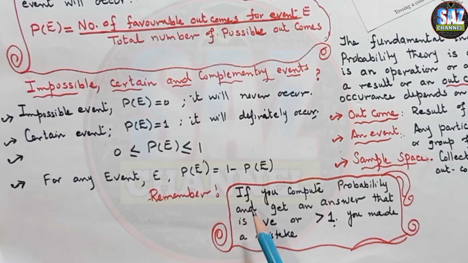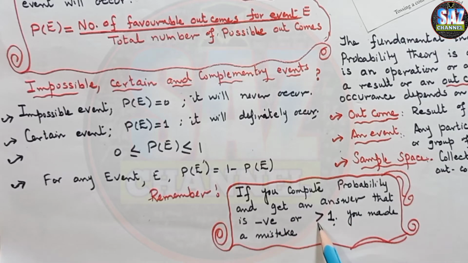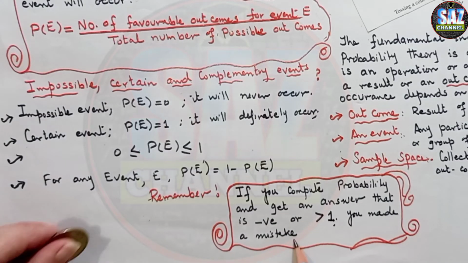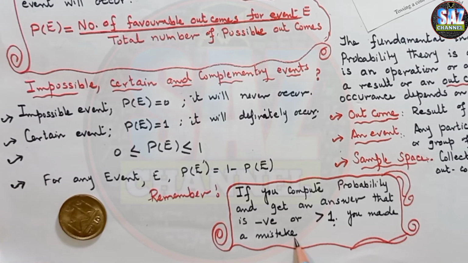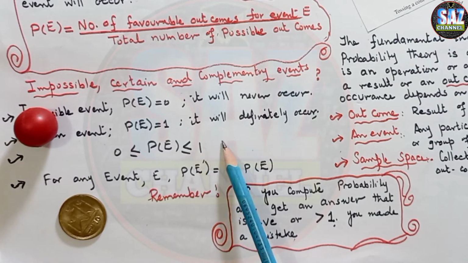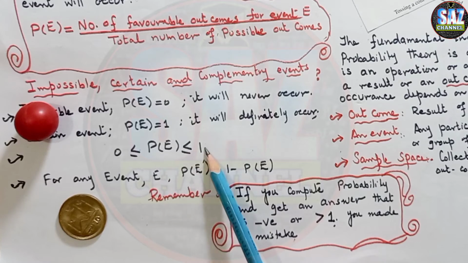So coming to the last point that is really important for the calculation purpose and for the checking of your calculation. If we compute the probabilities and we get an answer that is negative or more than 1, it means that there is some problem with our working. So we have to go back to our working and check the calculations again, because it's clearly written that the answers of the probabilities must lie between 0 and 1.